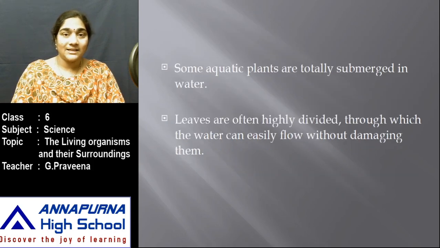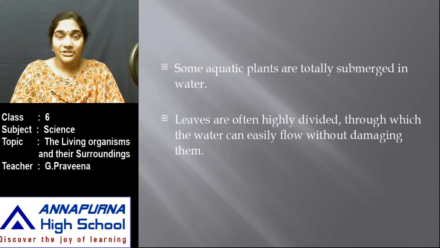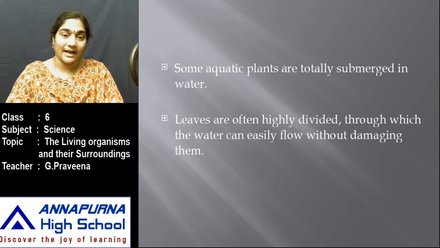Some aquatic plants are totally submerged in water, where the leaves are often highly divided, through which the water can easily flow without damaging them. So when a strong wave comes and hits that plant, you can see that the stem is so flexible that it bends but does not break. So it is a kind of adaptation seen in the aquatic plant.